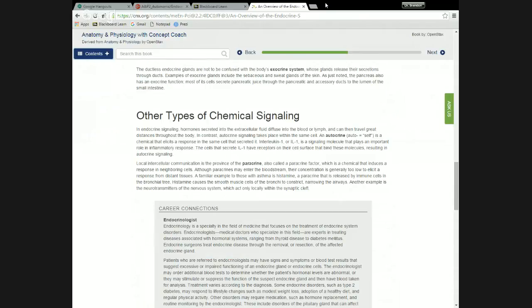And then after where it lists the different glands that we consider endocrine organs, it has this section that says other types of chemical signaling. And this is where it defines autocrine and paracrine. But really, those are hormones also just having an effect closer than having to move through the bloodstream. And in fact, not that you can read it on the screen, but it says, in endocrine signaling hormones secreted into the extracellular fluid.